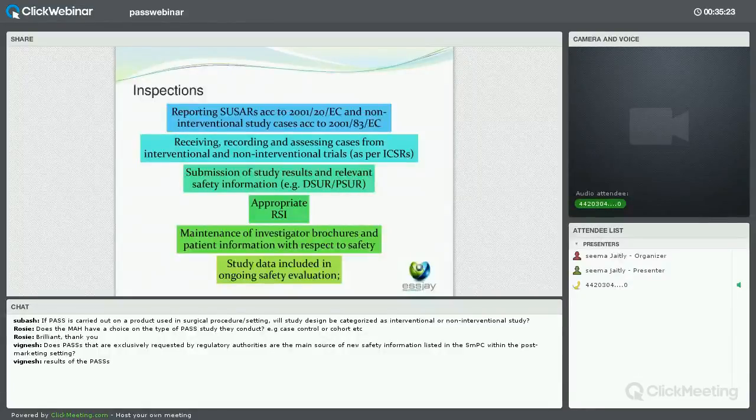And again, I think it depends on exactly what your post-authorization safety study is looking at as to where it would go. Because if it's looking at a specific event and characterizing it, maybe that event is discussed in the warnings and precautions, and it may be that it adds further characterization to risk that's in your warnings and precautions. So it really does depend on what it is that you're looking at as to which part of the SPC would be updated.